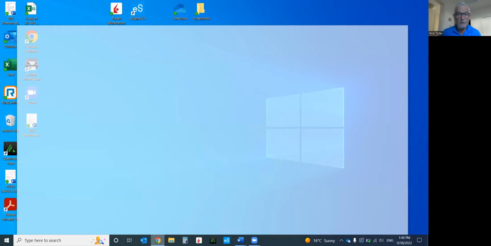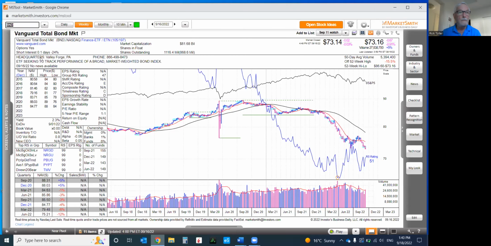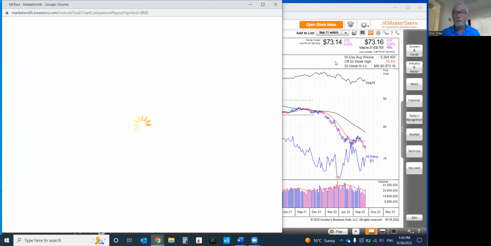Load up. So, this out of the way. This is the Vanguard Total Bond Market. This is a bond fund. And let's go actually change this to a comparison chart. It shows up better.